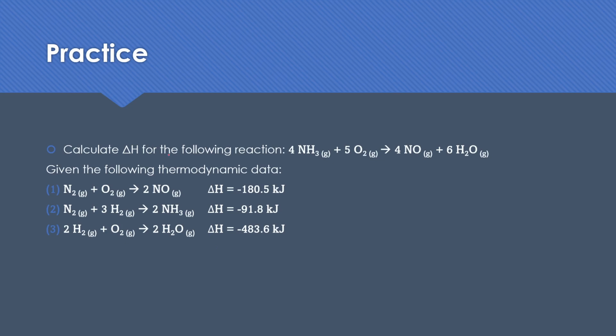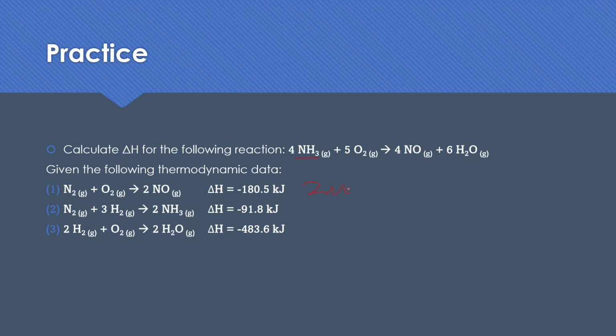All right, so let's practice. Calculate delta H for the following reaction. 4 ammonia plus 5 oxygen gives you 4 NO plus 6 H2O using this thermodynamic data. So take a moment and work this. All right, so let's see this one. So I need 4. Let's start with this. I need 4 ammonia. So this reaction, I'm going to reverse and double.